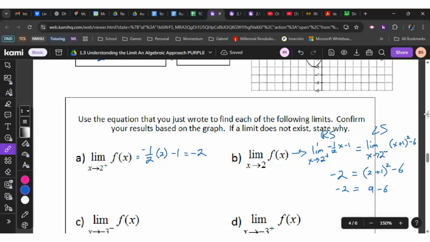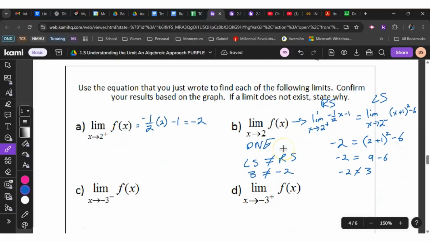Okay. And what's 9 minus 6? It's 3. Do those things equal? No. And if they don't equal, we can say that this thing does not exist because the left side does not equal the right side. Right? 3 does not equal -2. Okay?